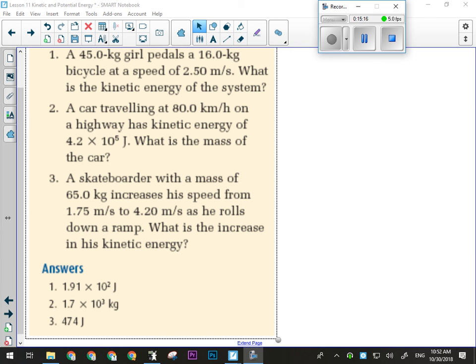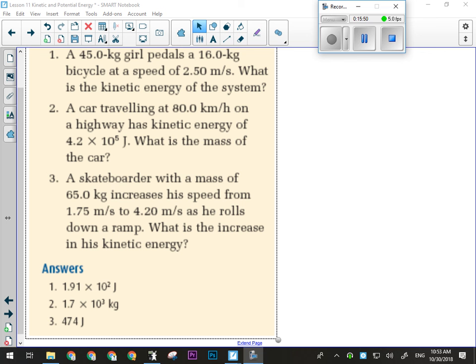You have to convert it to meters per second. This is why I told you what the units for joules were. A joule is a kilogram meter squared per second squared, not a kilogram kilometer squared per hour squared. We need to make sure our units match what we're trying to find. So you have to convert the 80 kilometers per hour to meters per second by dividing by 3.6. Then it's just a matter of solving for mass.